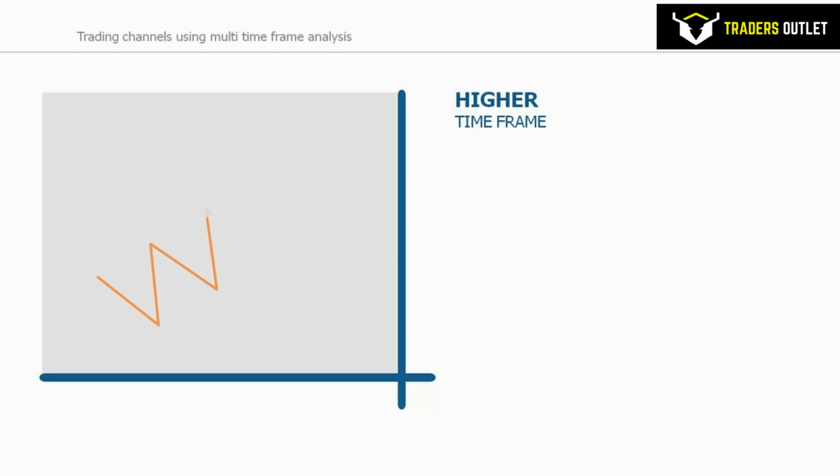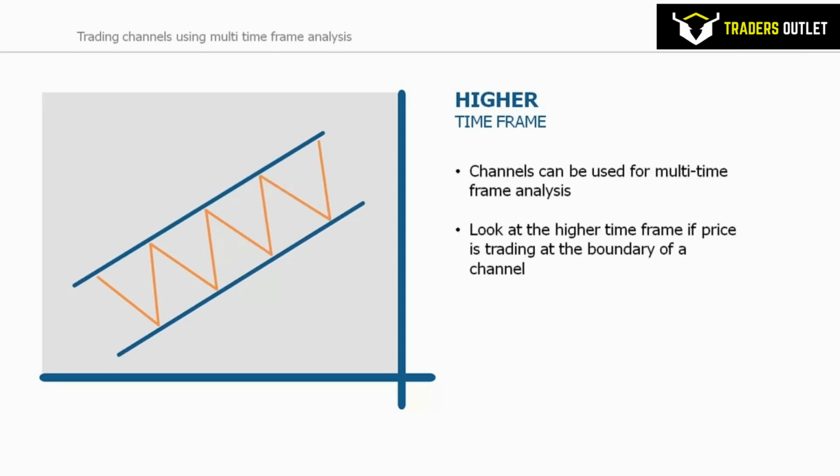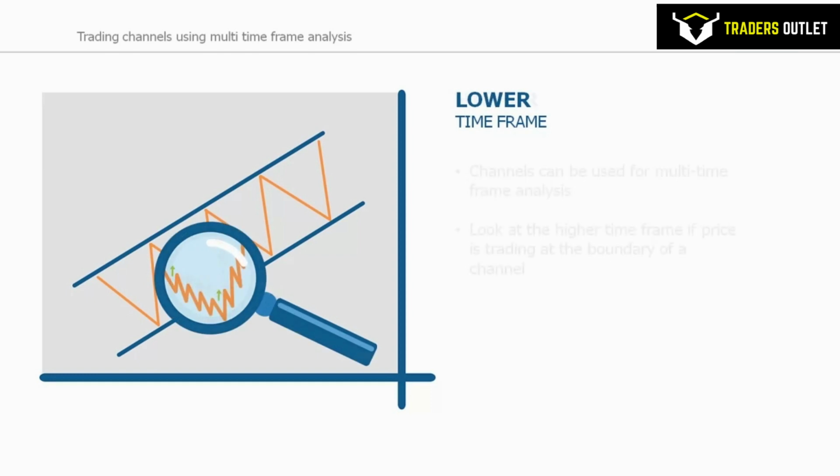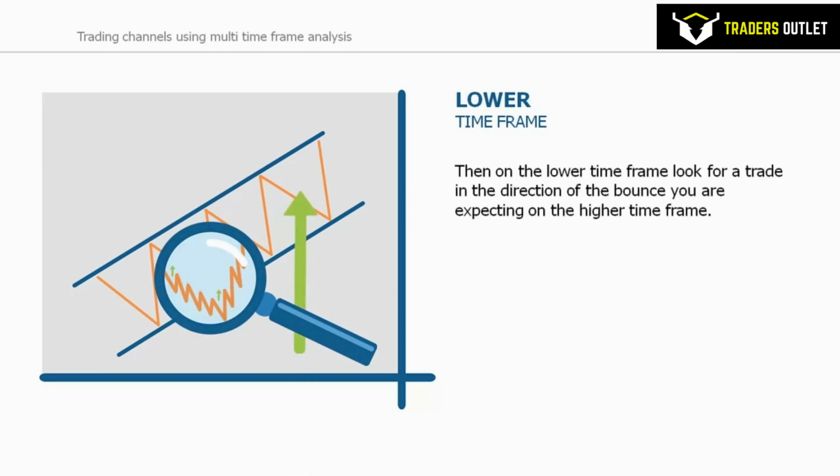Channels can also be used in conjunction with multiple time frame analysis. You can look at the boundaries of the channel on a higher time frame to see when the price is likely to reverse. So when, for example, the price on a 4-hour chart is trading at the lower boundary of a channel, you can look for an accurate entry on the 1-hour time frame and benefit from a tighter stop loss.